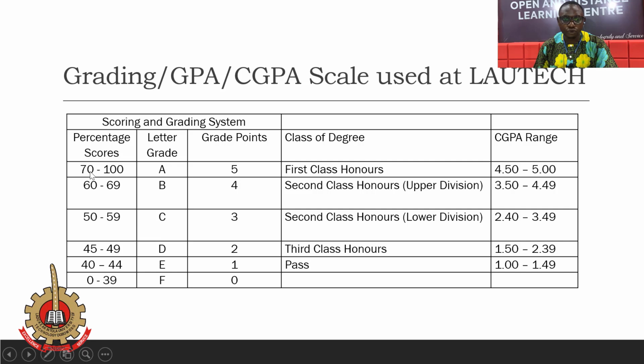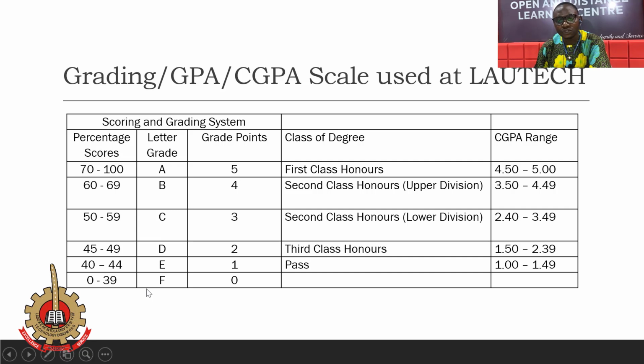If you are able to score between 70 and 100, you are going to have an A. If you score between 60 and 69, you have a B. If you score between 50 and 59, you have a C. If you score between 45 and 49, you have a D. If you score between 40 and 44, you have an E. And if you score between 0 and 39, that is an F.